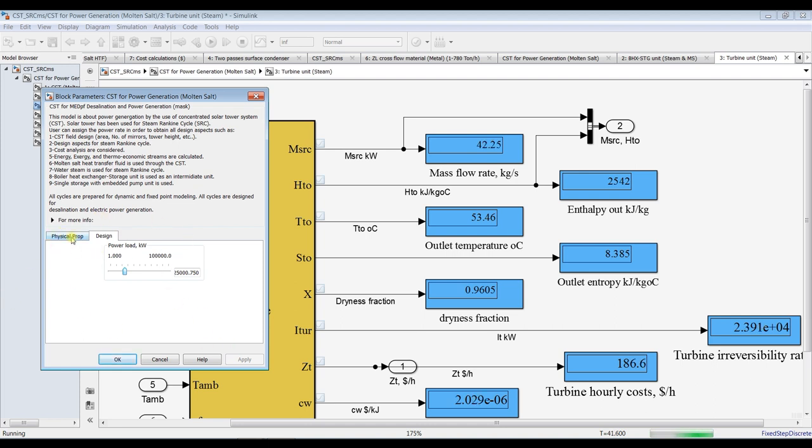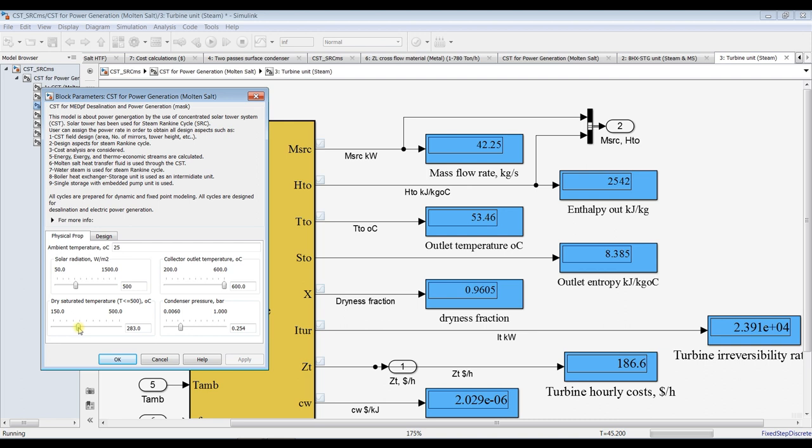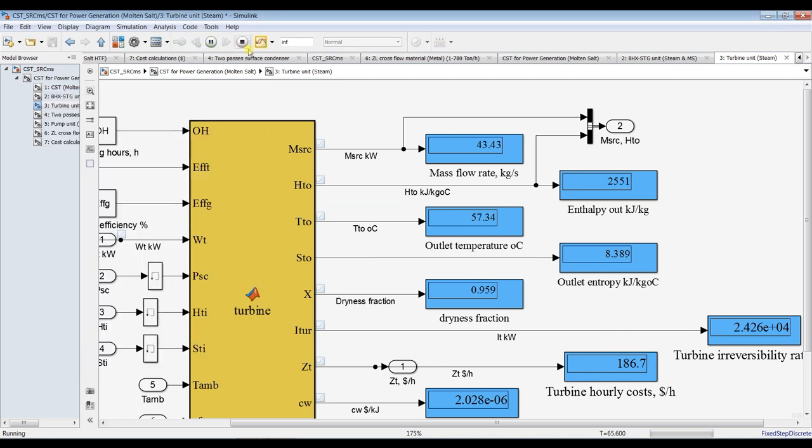Let's go and change. Let's increase the pressure. Increasing the pressure would increase the Reynolds friction. Suppose we need it, it will lower the Reynolds friction. Okay, as you can see here, and lower the temperature. Okay. And let's increase the dry saturated temperature. Okay, let's stop here and see our results.